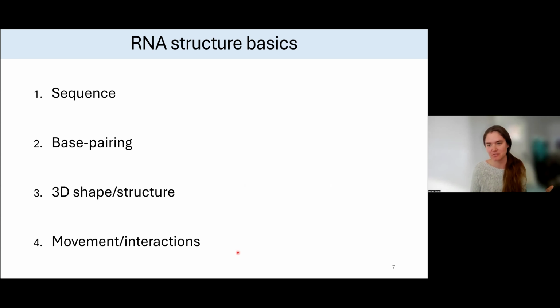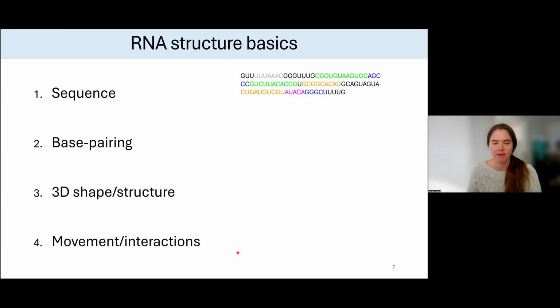RNA is extremely modular in structure, so it's actually a pretty good approximation to split it up into these 4 levels of structure. The first being sequence, right? Just like proteins, we have an RNA sequence, but we only have 4 nucleotides as opposed to 20 amino acids. So fewer choices, I guess.